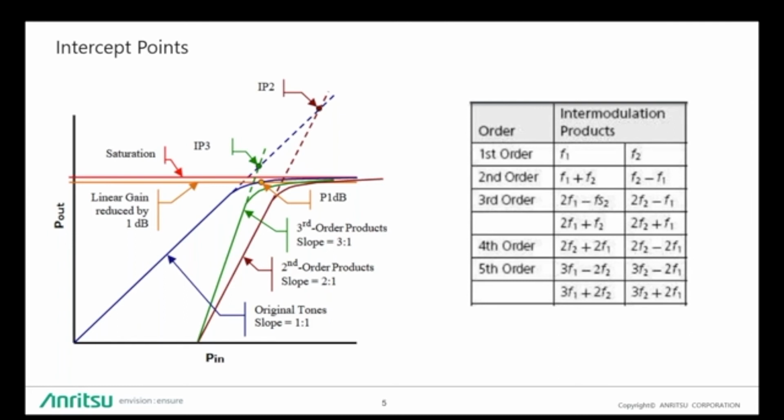And then on the right, there's a little table showing what I mean by the order of the products. In other words, if you have a fifth order product, for example, 3F1 minus 2F2, where 3 plus 2 is 5, that's a fifth order product. In a fourth order product, you have 2 plus 2, and that's 4. And so forth.